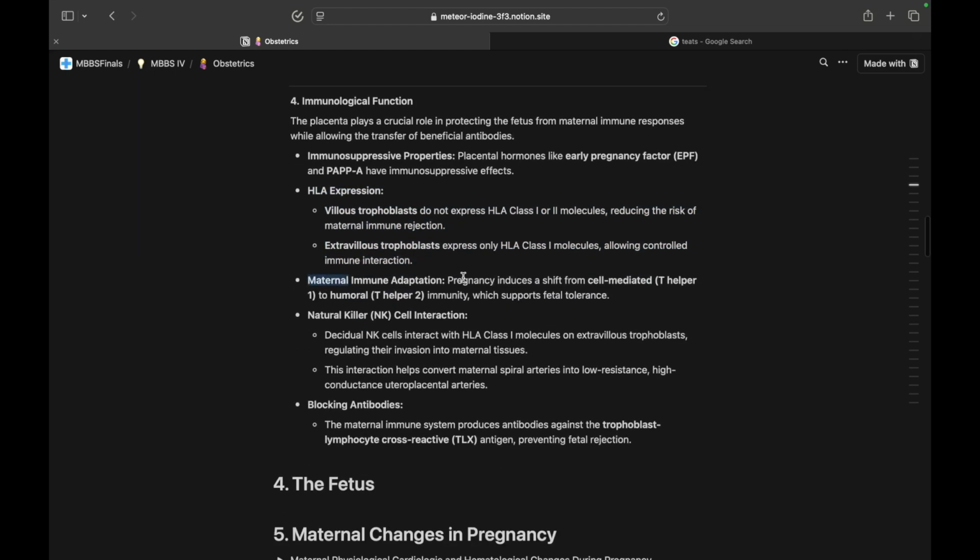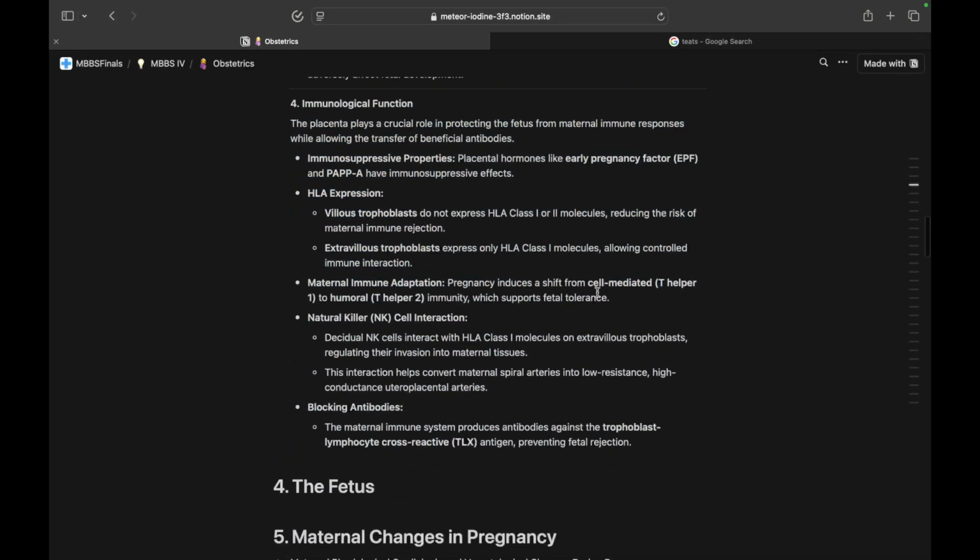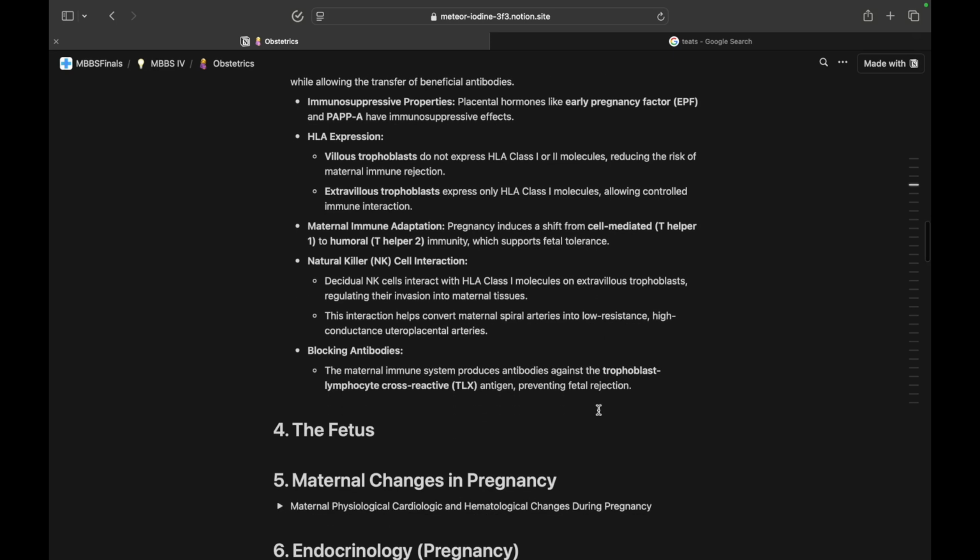Next, coming to maternal immune adaptation. Pregnancy induces a shift from cell mediated, that is T helper 1, to humoral, T helper 2 immunity, which supports fetal tolerance. So it is cell mediated to humoral type, which supports fetal tolerance.